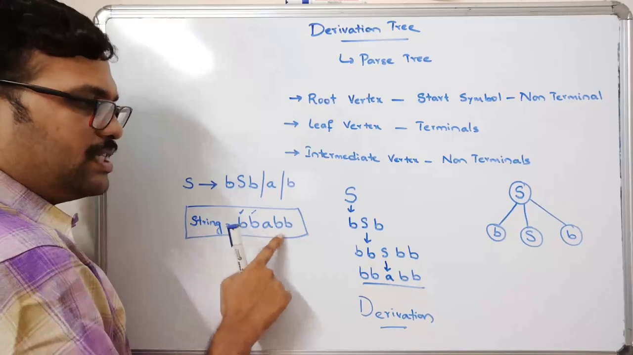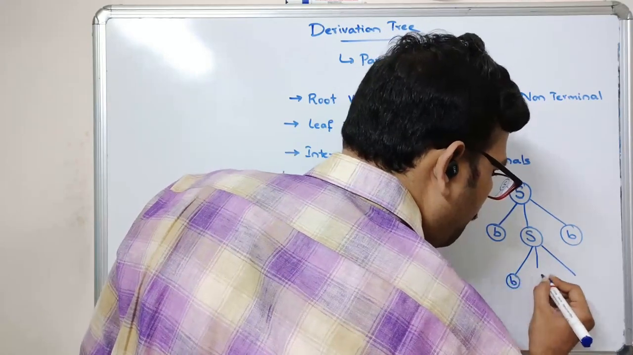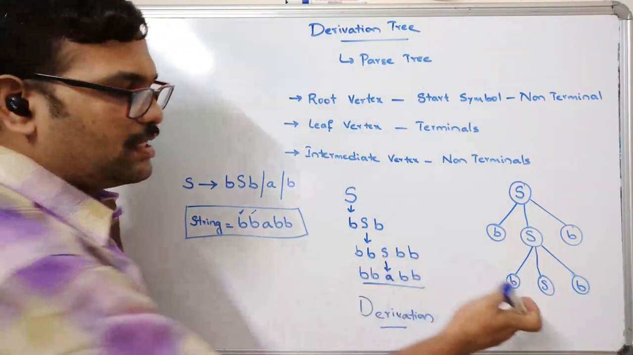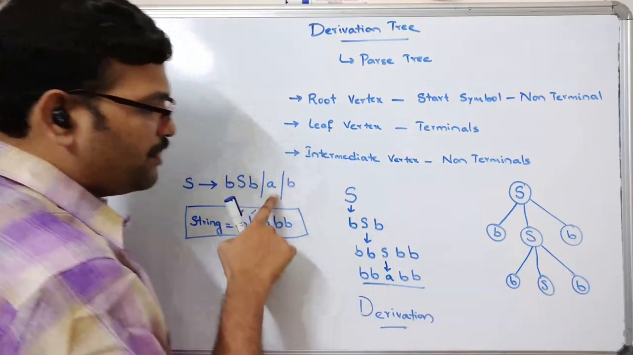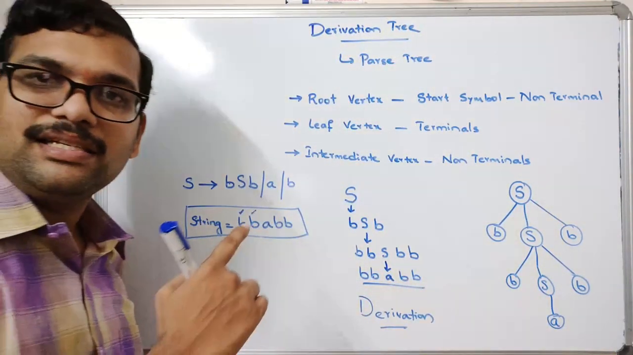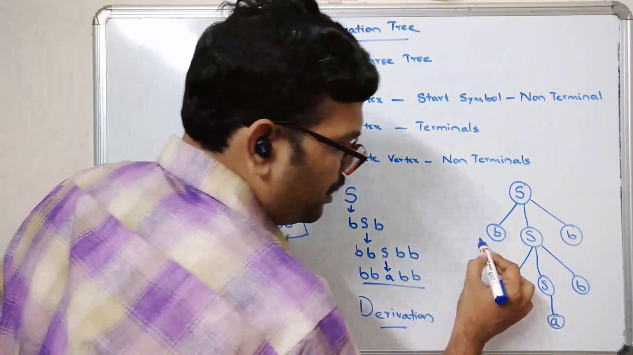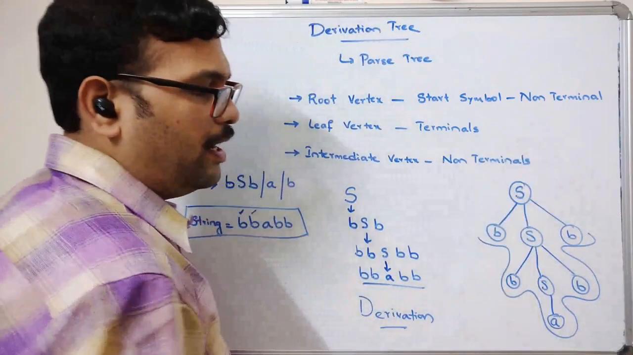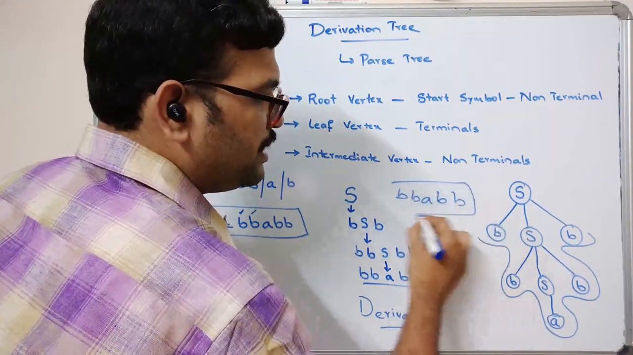Again, in order to get the given string, S should be divided again into b, S, b. Again, you can observe b are terminals, we can't expand them, so these are the leaf nodes. Now again, we can substitute S. In order to get the given string, S should be substituted with a. Now I will expand this one with a. a is again a terminal, so we can't expand it. Now just read the leaf nodes from left to right. So you can observe here b, b, a, b, b. So this is the string, you got this string.